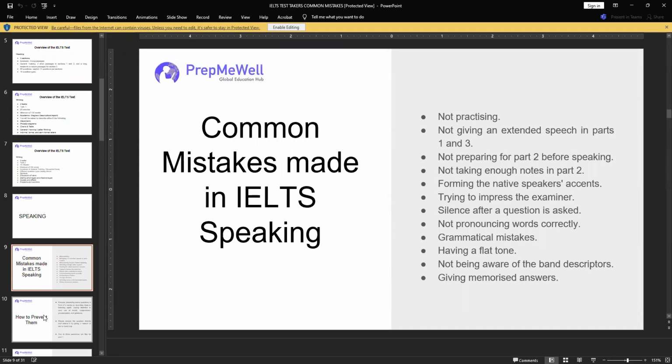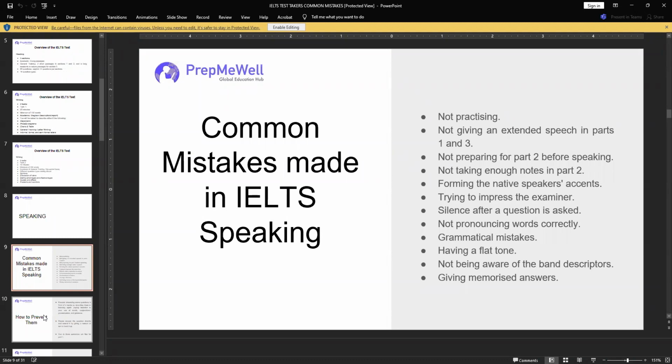And then it's in part 3 that you can now go on and talk for long, because it is called a two-way discussion. It's supposed to be more like a discussion between you and the examiner. So the examiner is not going to just listen to you all through, right? The examiner is going to chip in, probably ask you questions from an answer you already gave, right? So the speaking test is meant to be like a conversation between you and the examiner, right? Then another mistake people make is not preparing for part 2.